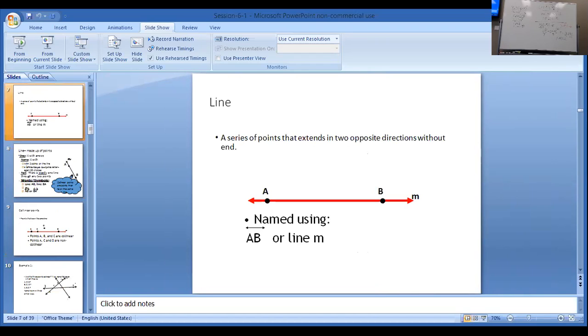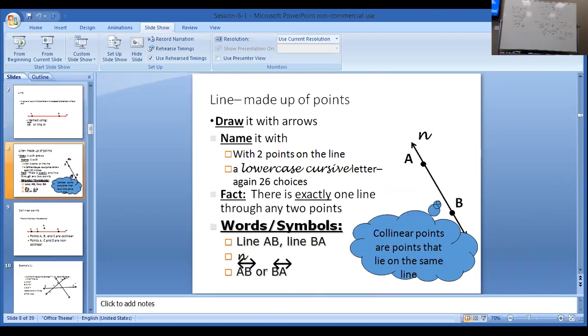A line is a series of points that extend in both opposite directions without ends. We name it AB with a double-sided arrow at the top, or line M. But if you want to use a word, it has to be a small letter. That's just a convention. A line is made of points, drawn with arrows on both sides.